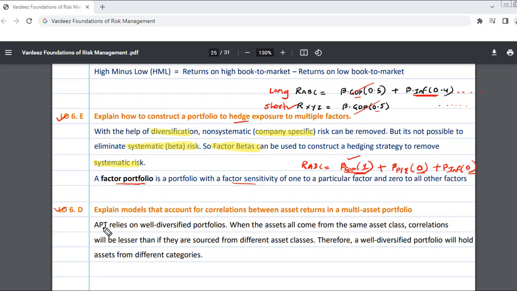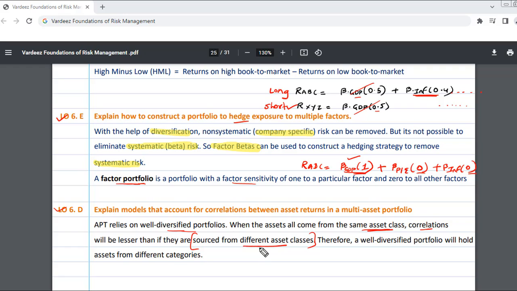And finally, moving on to the last learning objective: APT relies on a well diversified portfolio. It's crucial to understand this to get better correlations in our portfolio. If the assets all come from the same asset class, say I'm buying 2 stocks from the same industry, if the entire industry is going up, then my stocks will also go up. But if the entire industry is going down, then both stocks will go down. So that's not the right way to have correlation in my portfolio. To get the benefit of correlation, the assets should be sourced from different asset classes, because if one industry goes down, probably the other may go up.